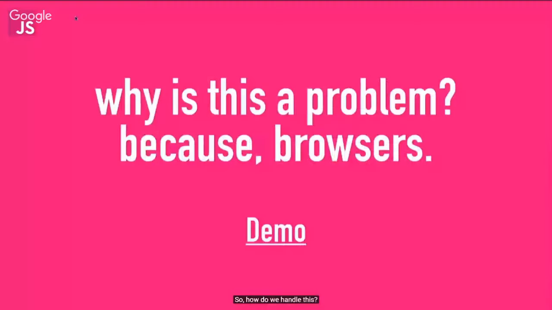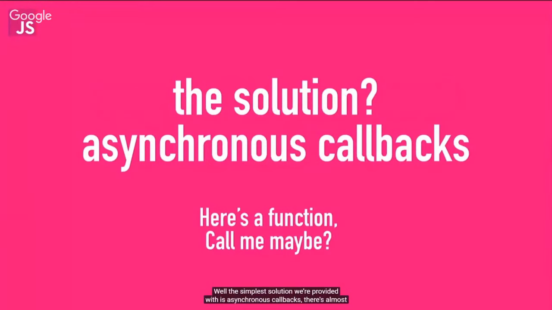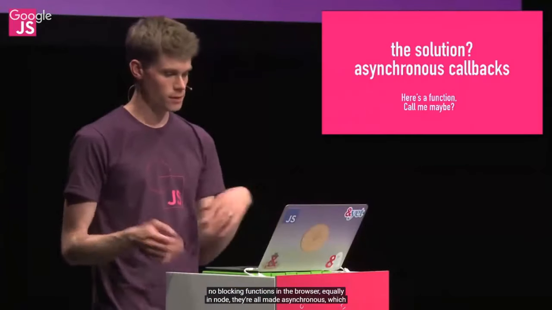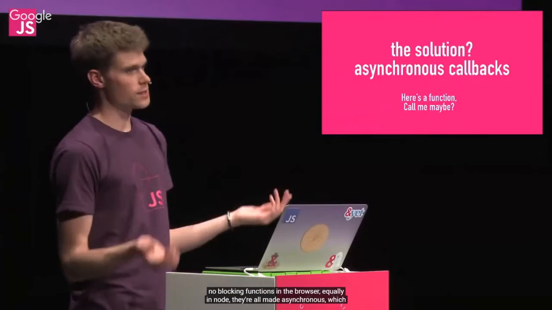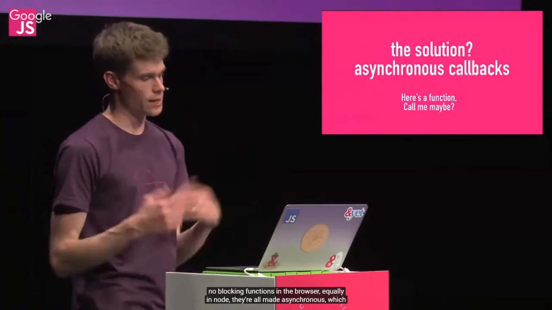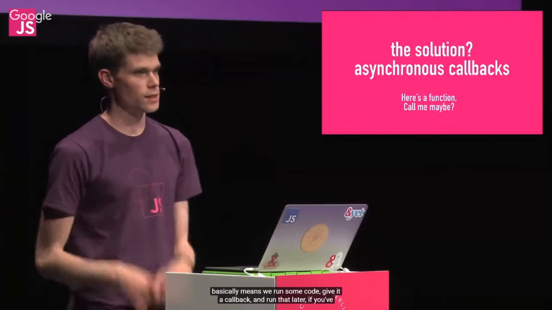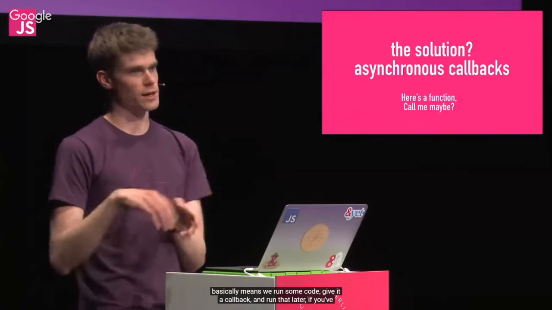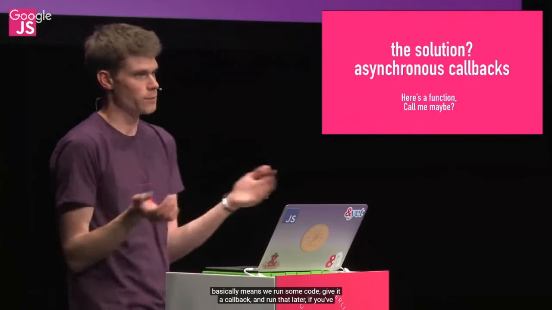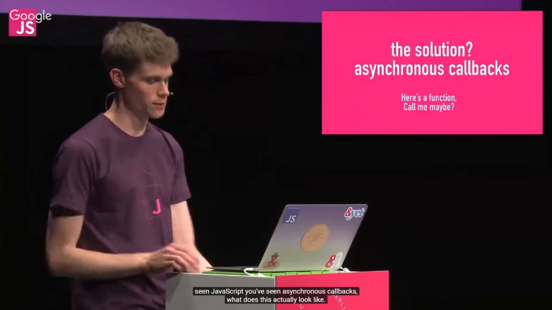So how do we handle this? Well, the simplest solution we're provided with is asynchronous callbacks, right? There are almost no blocking functions in the browser. Equally in Node, they're all made asynchronous, which basically means we run some code, give it a callback, and we run that later, right? If you've been writing JavaScript, you've seen asynchronous callbacks.